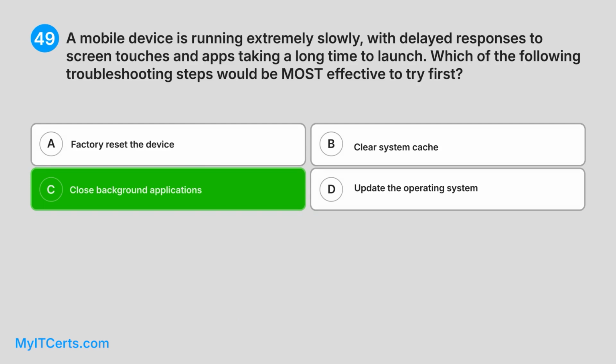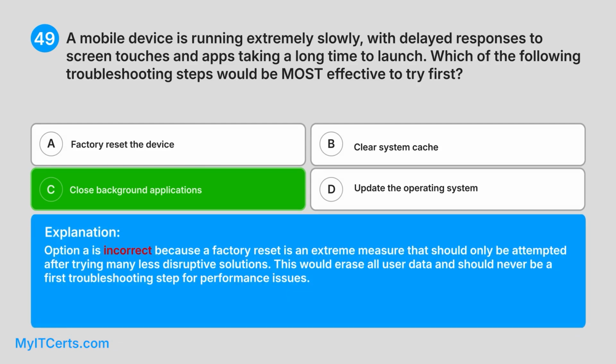Option A, factory reset the device, is incorrect because a factory reset is an extreme measure that should only be attempted after trying many less disruptive solutions. This would erase all user data and should never be a first troubleshooting step for performance issues.